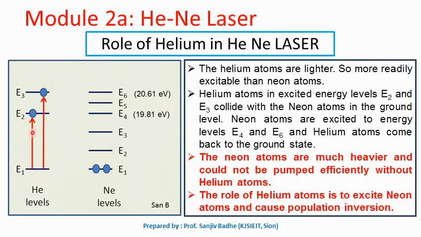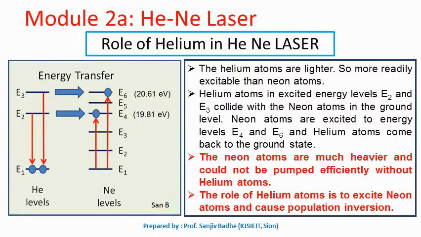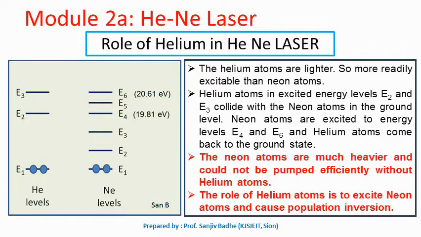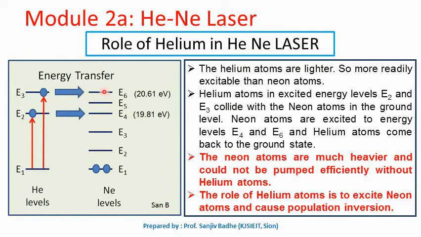When energy is supplied to helium atoms, they are excited to E2 and E3, and E2 and E4 lie at the same level, as do E3 and E6. Energy level E2 of the helium atom lies at the same level as energy level E4 of the neon atom, at around 19.81 electron volts above the ground state, and energy level E3 of helium and E6 of neon atoms match, and they lie at around 20.61 electron volts above the ground state.